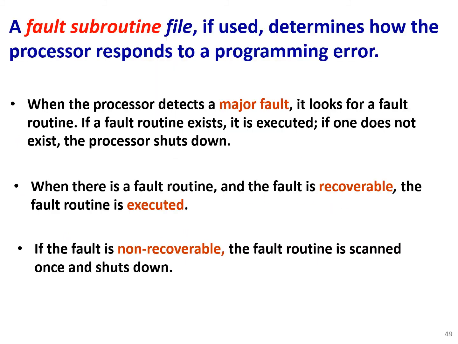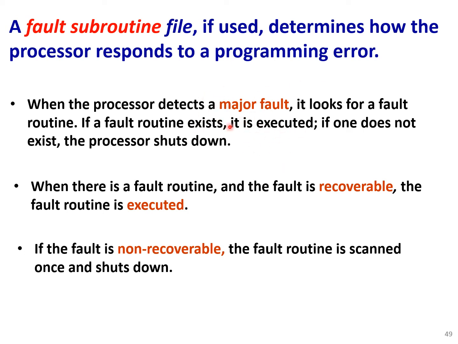Fault routine. A fault subroutine file, if used, determines how the processor responds to a programming error. When the processor detects a major fault, it looks for a fault routine. If a fault routine exists, it is executed. If one doesn't exist, the processor shuts down. So we should have a routine for a fault.